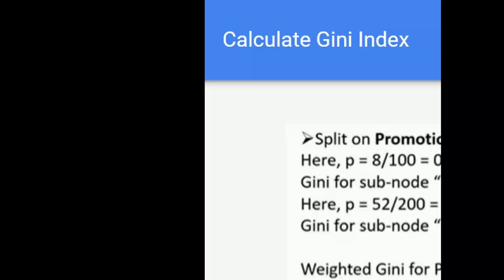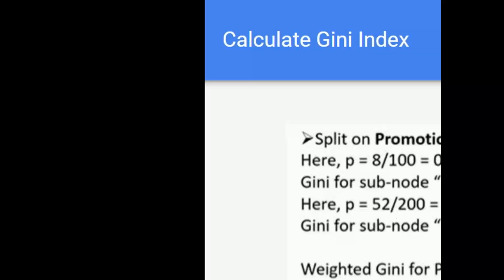Out of the 100 people who got the promotion, we are saying 8 people left. There were 8 people who got the promotion, but still they left the company. And out of the 200 people who didn't get any promotion, 52 people left the company. Now, first of all, we pick up the yes. In the yes, what is the probability that a person will leave the company? That is 0.08, because 8 people left out of 100. So there is an 8% chance that a person who has got the promotion will leave the company.